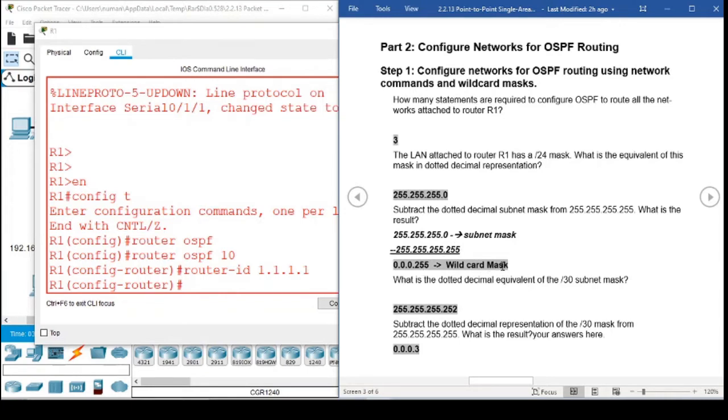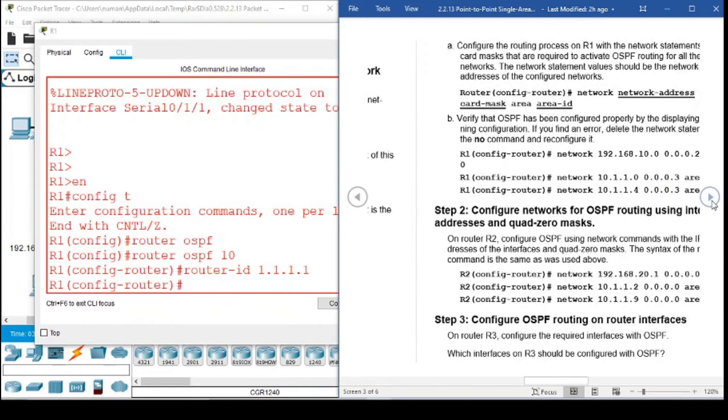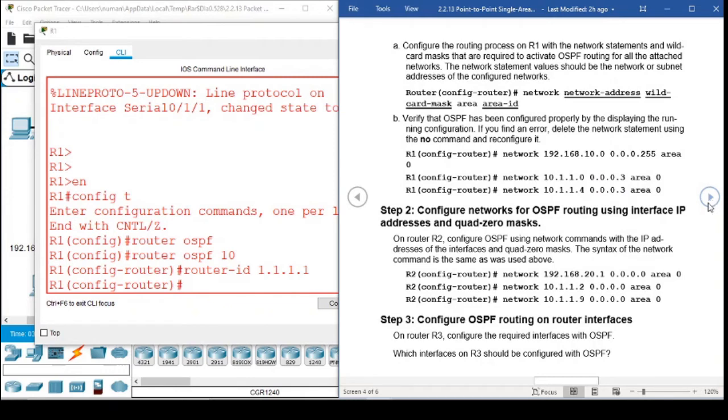Now the wildcard mask for the network with a /30 subnet mask. For the /30, the subnet mask is 255.255.255.252. Again, if you want to calculate the wildcard mask with the same method, you will get the answer 0.0.0.3. So this is the method of how we calculate the wildcard mask.